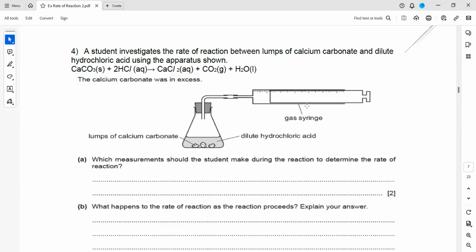A similar type of question you will find: either we are collecting a volume of a gas, or we allow the gas to escape and measure the change in the amount of content in the flask, or sometimes if a solid is formed, as we did in the first question, we record the time taken by the text or the cross to disappear.